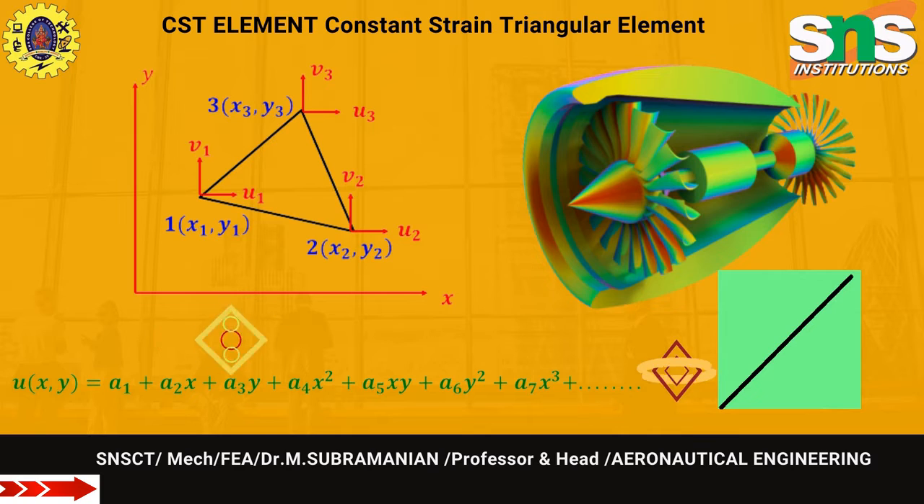Notation for the three-node triangular element is shown in the figure. The coordinates are denoted in x and y. At node 1 it is x1 and y1. At node 2 it is x2 and y2. At node 3 it is x3 and y3. When you have a rectangular structure, then by drawing a diagonal, you can split this into two CST elements. So this is how we have to discretize a structure into n number of CST elements.